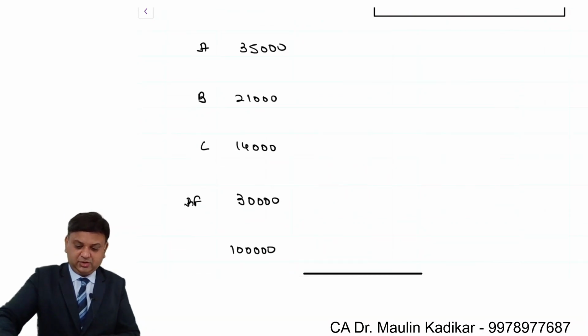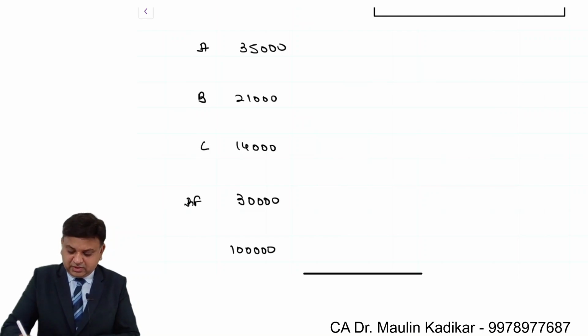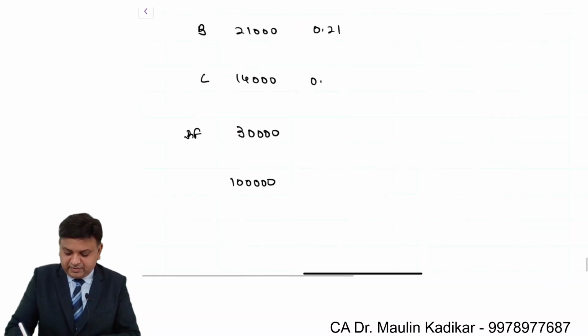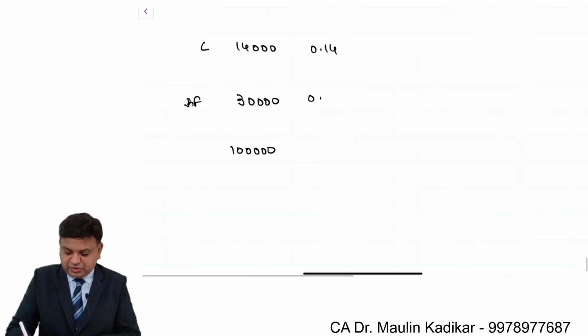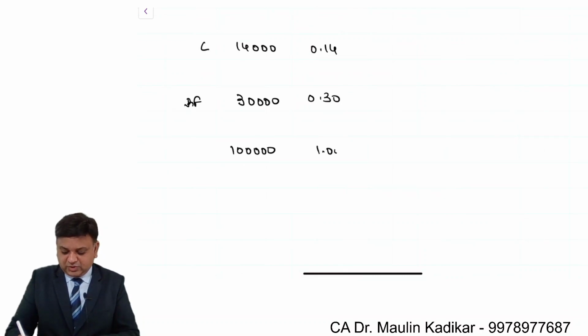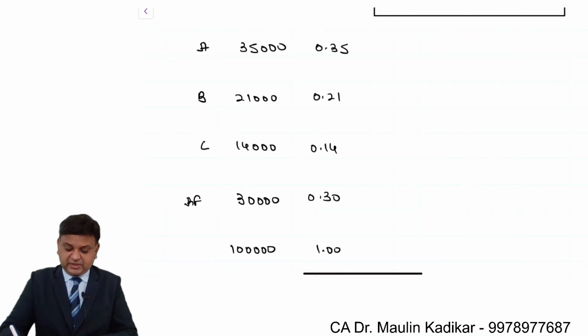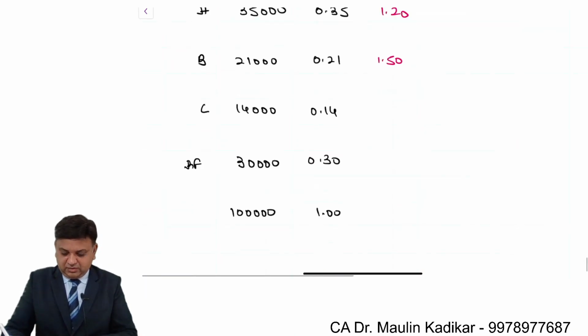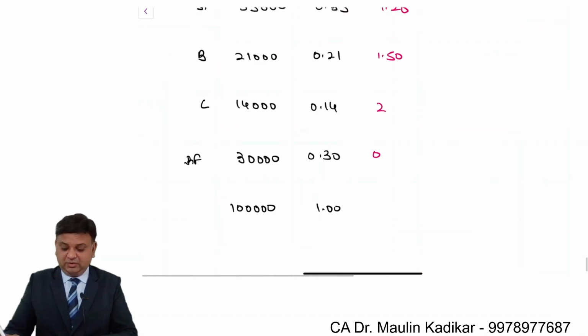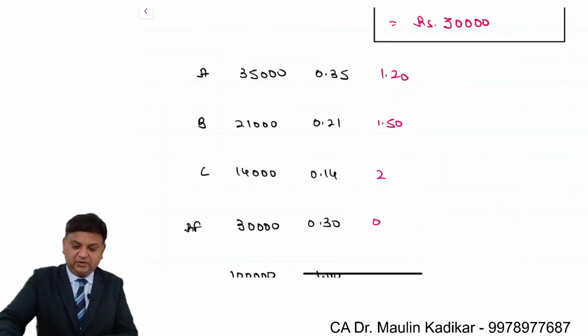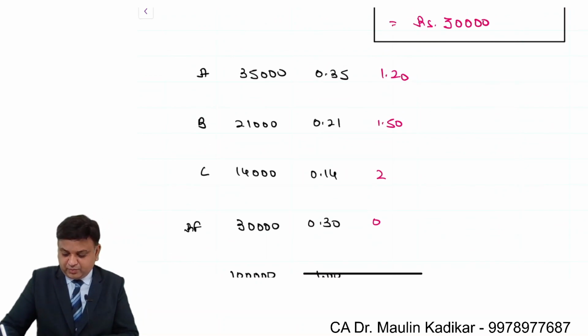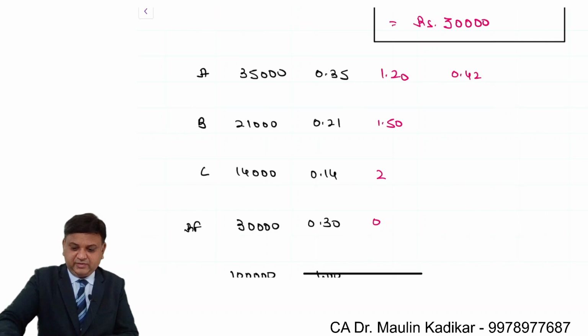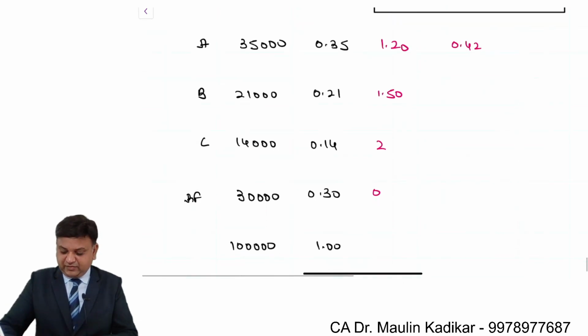Dear students, the total will be again 1 lakh rupees. You can check: 35 plus 21 plus 14 plus 30. So what is the proportion? The proportion is 0.35, 0.21, 0.14, 0.30, and the total is 1. Multiply with the respective beta. What is beta? 1.20, 1.50, 2, and 0. So you can see that 0.35 into 1.2 comes to 0.42. 0.21 into 1.5 is 0.315.